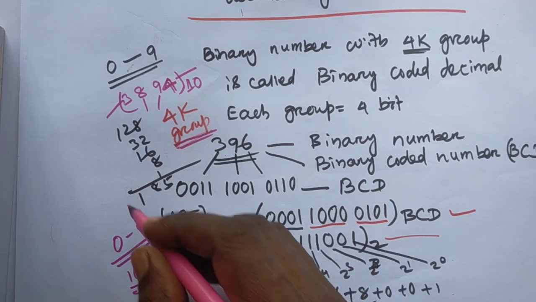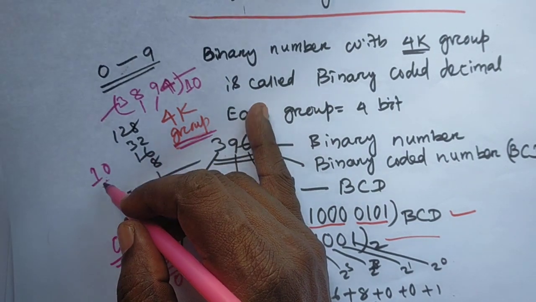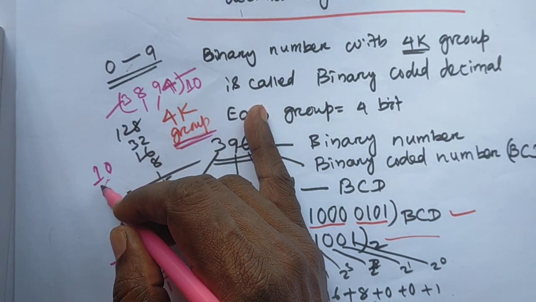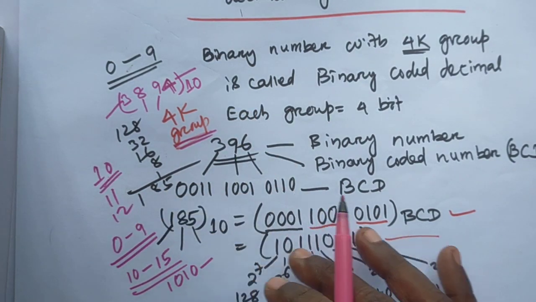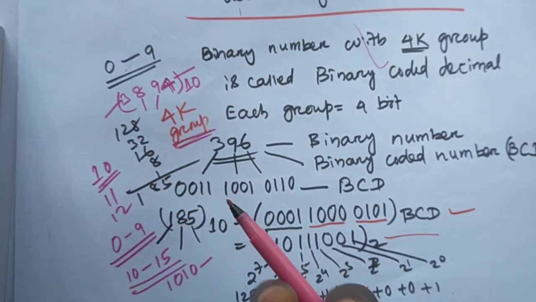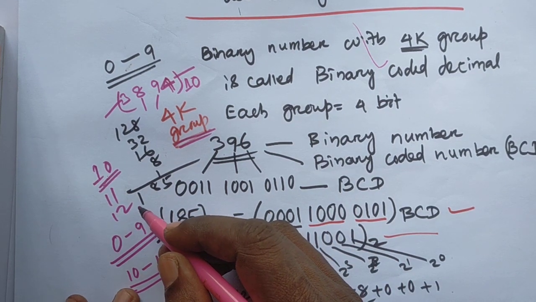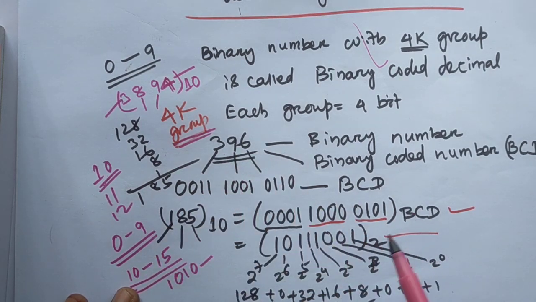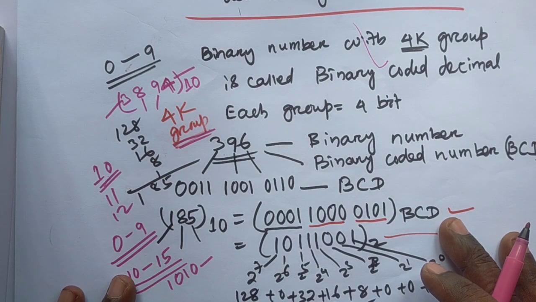Whenever I write 10, since it is not a digit, it creates some problems, because one part is 1, another part is 0. Similarly, 11, 12 create another problem, because it has two parts; it is a single number, it is not a digit, it is a number. So we don't consider that number, only 0 to 9 single digit. Single digit we consider for BCD.